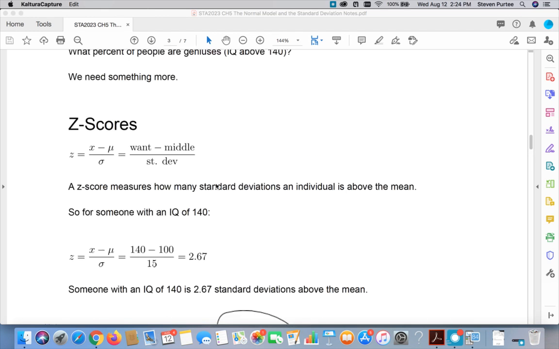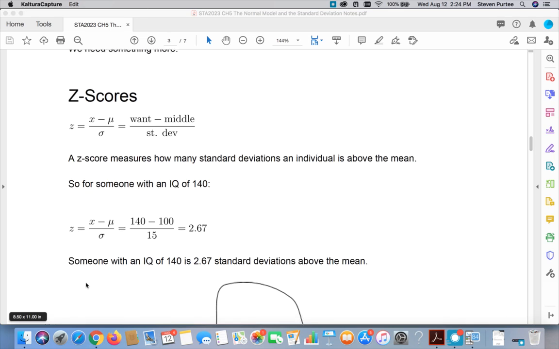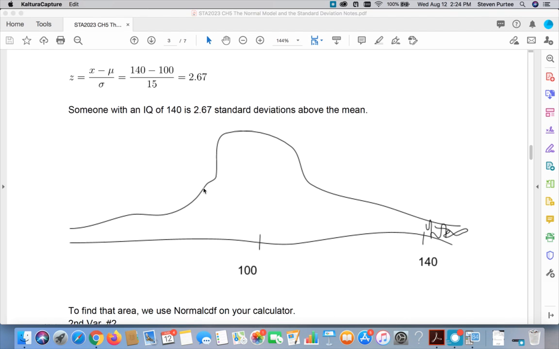That's big. Remember, on our empirical rule, if you go 3 standard deviations on both sides, you've captured 99.7% of the entire population. A z-score of 3 is big. A z-score of 10 would be gigantic. It would be something that we would never expect to happen in the lifetime of the universe. So if you're ever calculating z-scores and you get z-scores of like 50, you've goofed. 2.67 is a pretty big z-score. So if we draw that on the picture, that's way up here.